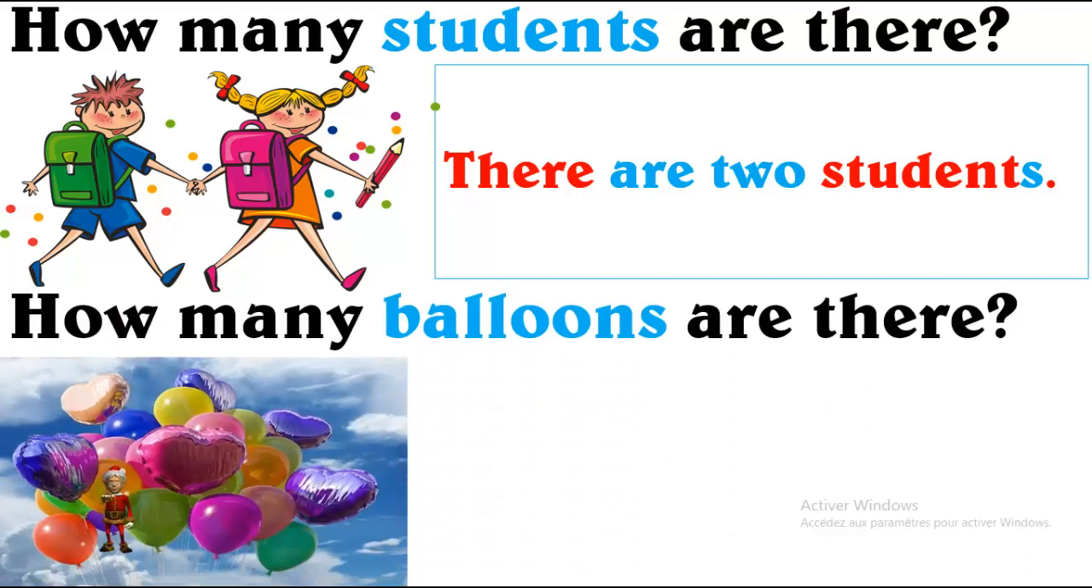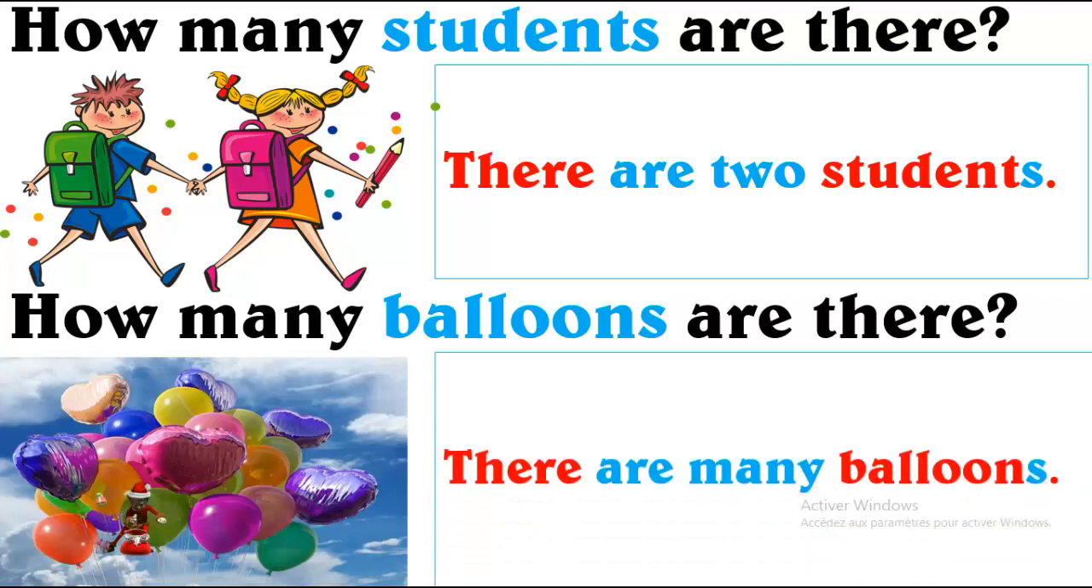How many balloons are there? Balloons, ce sont des ballons gonflables. Il y en a beaucoup. Comment dire beaucoup en anglais? There are many. Il y a beaucoup de ballons. There are many students. There are many mistakes. There are many books. There are many pencils. OK?